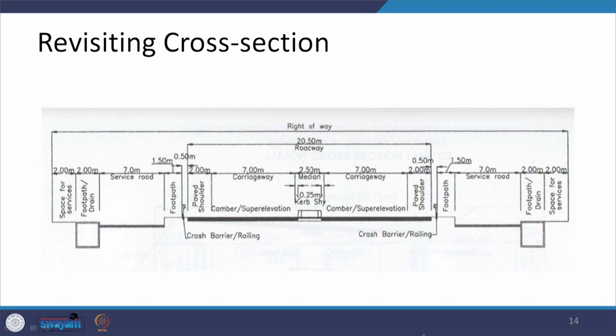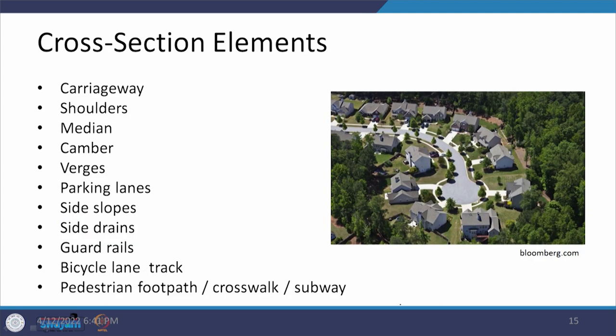So, we have the elements like carriageways, median, shoulders, footpaths, crash barriers, we also have the service roads, the drains, the spaces for the utilities, and we may have the guardrails or the fences. So, all of these things are part of the cross section.